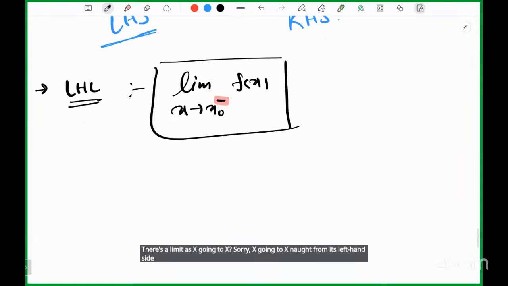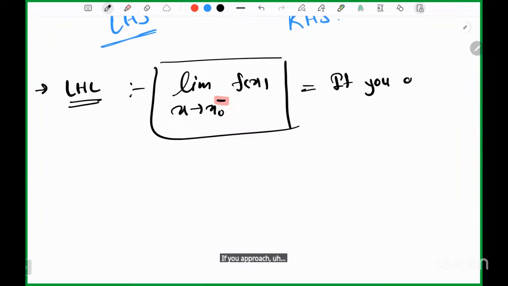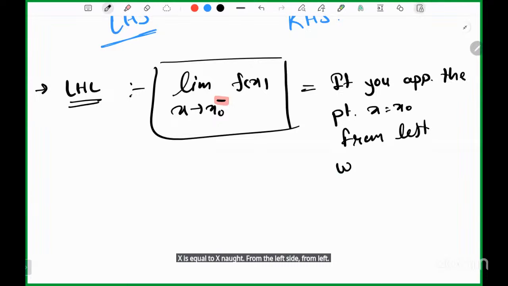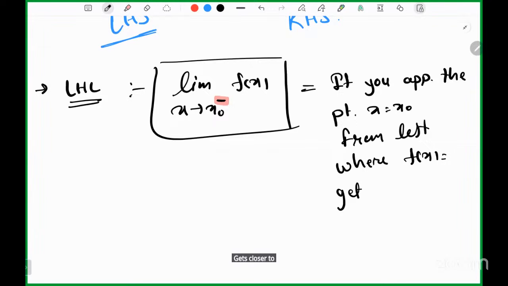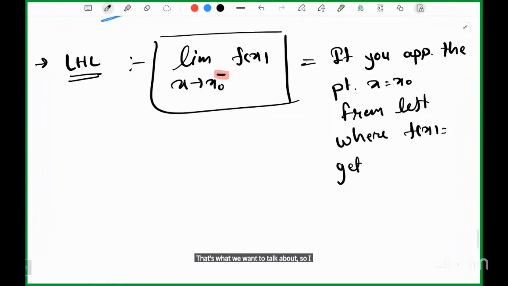Okay, so this says that if you approach the point x equals x naught from the left side, then where does the value of the function f of x get closer to? That means, which value do the values f of x get closer to? That's what we want to talk about. So I'll take an example before that.